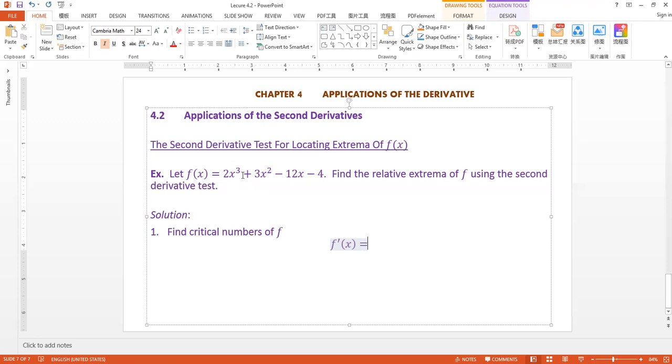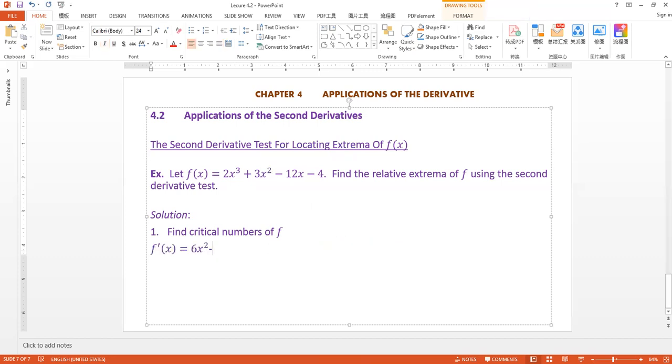The function is 2x cubed plus 3x squared minus 12x minus 4. So we just take the derivative term by term. In the first term, the derivative of x cubed is 3x squared using the power rule. Multiply 3 by 2, so we get 6, and lower the exponent by 1, so that gives us x squared. So that's the first term.